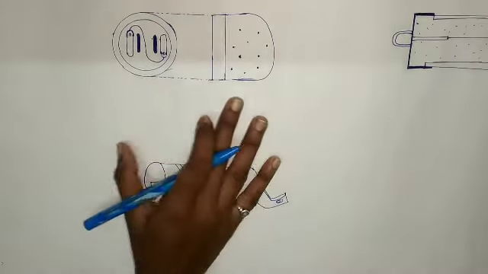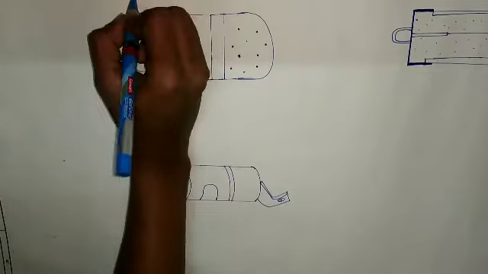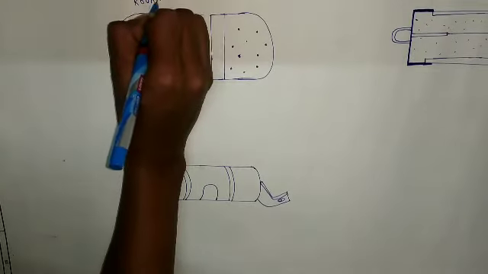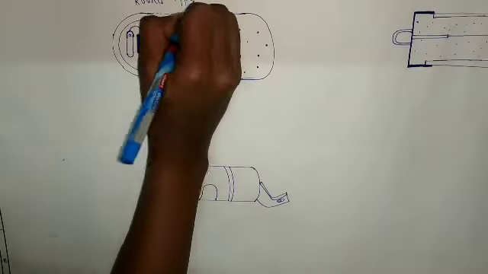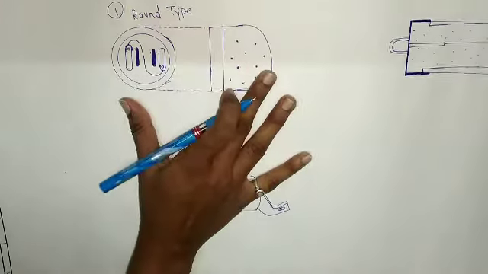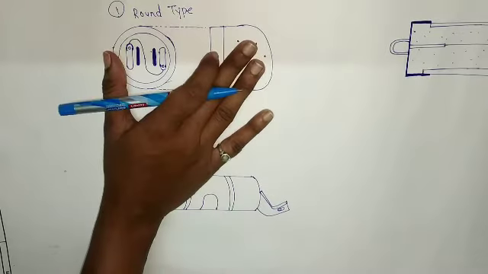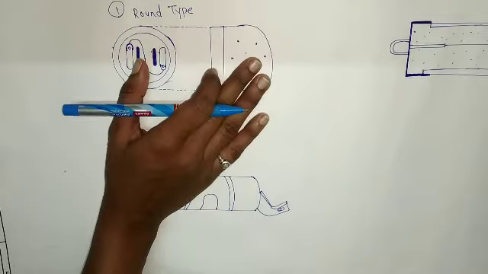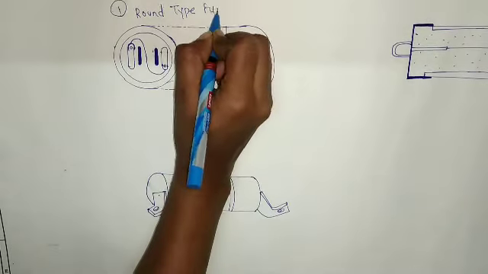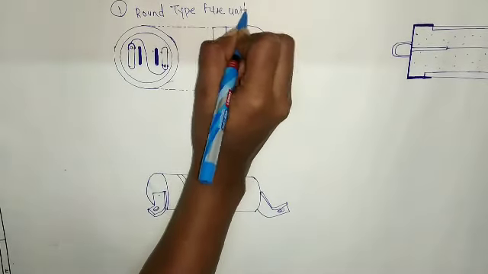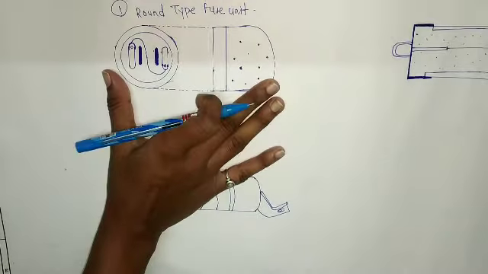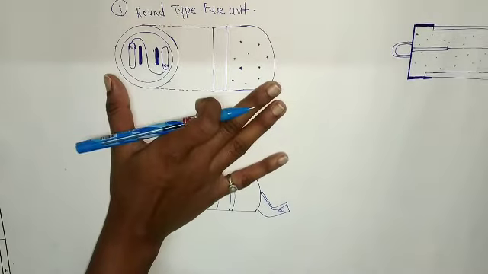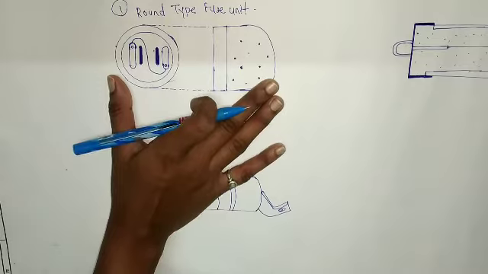So the first one we are going to see is round type. So this is the diagram for it. This is the round type fuse unit. This is the diagram. So this one is rewirable. That means we can rewire it.